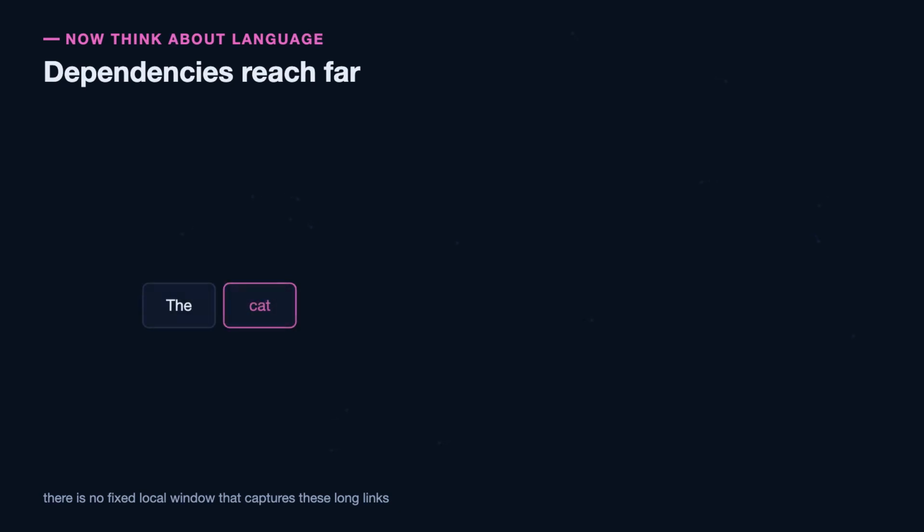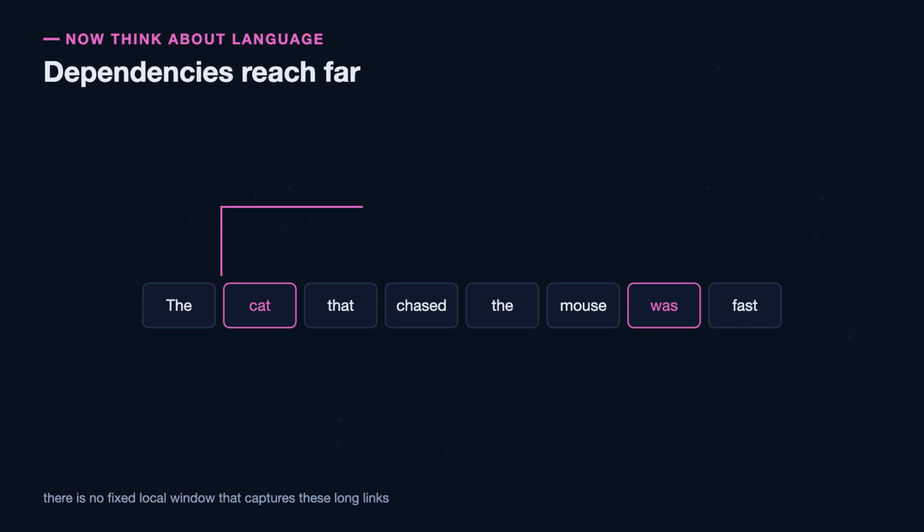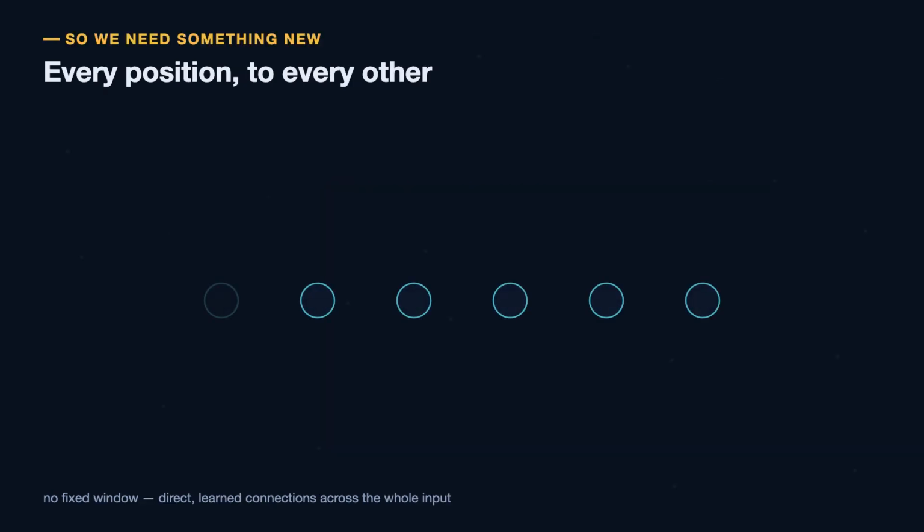Think about language. In a sentence, a word can depend on another word 20 or 50 positions away. A subject and its verb, a pronoun and its noun. There is no fixed local window that captures these links. The dependencies are long, and they can reach from anywhere to anywhere.